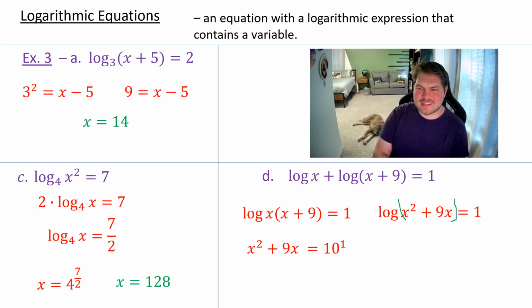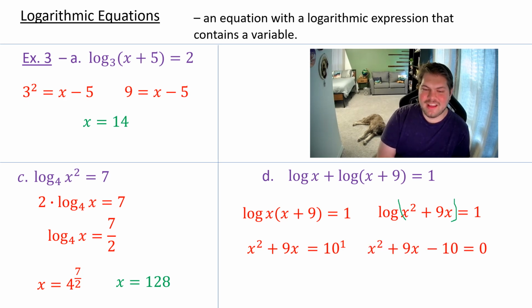This is going to be x squared plus 9x minus 10 equals 0. I moved the 10 to the other side because in order to solve this, we have to do a couple different things. But you'll notice it is a quadratic equation. Luckily for us, this one is easily factorable.